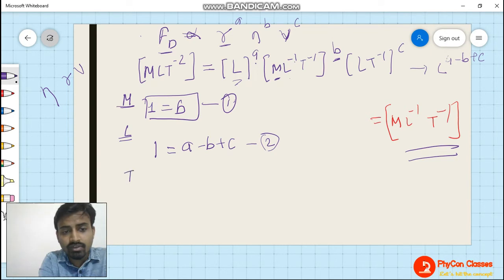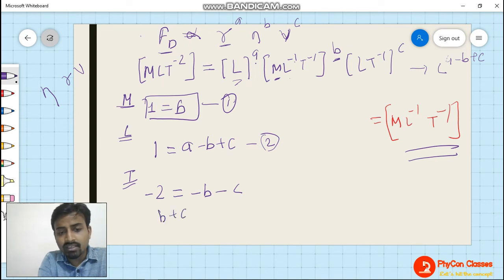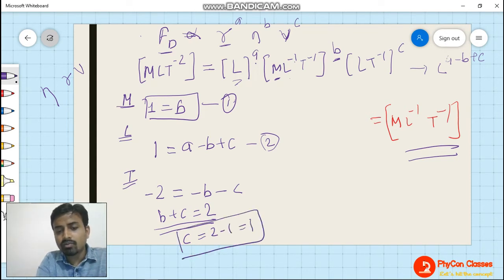Now the third equation for T. For T, the left hand side power is minus 2, and on the right hand side it is minus B minus C, and hence we can write B plus C is equal to 2. But from equation number 1, B is equal to 1, and hence C is equal to 2 minus 1, that is equal to 1. So C is also 1, B is also 1, and what about A, that we have to calculate?